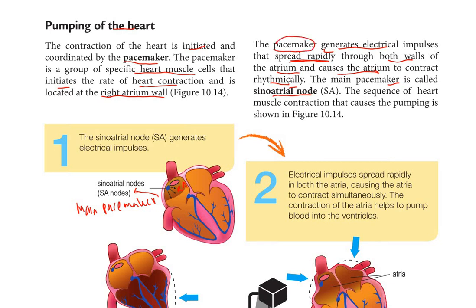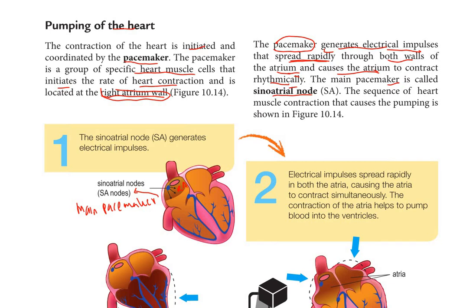So the pacemaker can generate electrical impulses that spread rapidly through both walls of the atrium and cause the atrium to contract rhythmically. I will explain later how this process occurs. So you must remember the main pacemaker is known as the sinoatrial node and its location is at the right atrium wall. The heartbeat will start from here, the pumping of the heart will start from the right atrium.